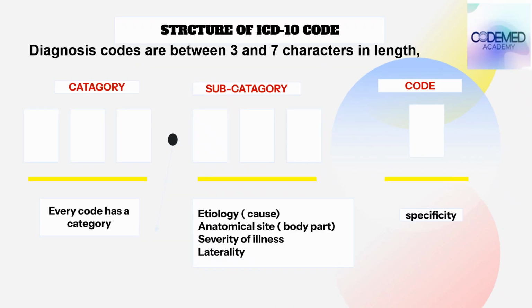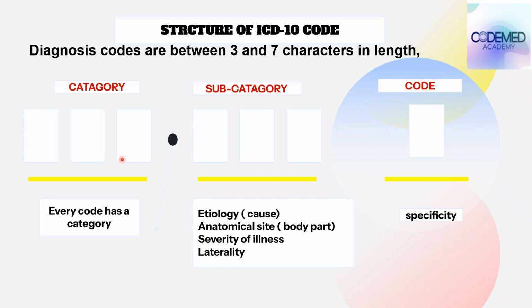Now let us understand the structure of the ICD-10 code. As far as the ICD-10 code is concerned, it is a diagnosis code, and it is between 3 and 7 characters in length. So you will always have the 3 characters, and then there is a decimal point, and then the code may have the 4th, 5th, 6th, and 7th character depending upon the particular condition.